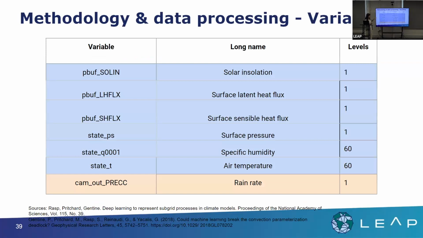These are the variables that I use. The blue ones are my inputs, and I'm trying to predict rain rate. That's my output. You'll see on the right that 2 of the inputs have levels of 60 because there are 60 vertical columns. I'm only going to be taking 6 of each level, so I'm doing a step size of 10. I would take the specific humidity at level 0, 10, 20, 30, 40, 50.